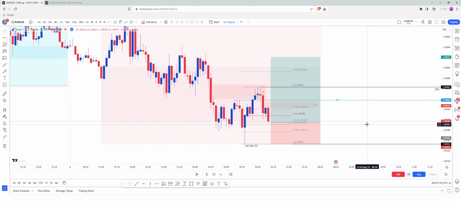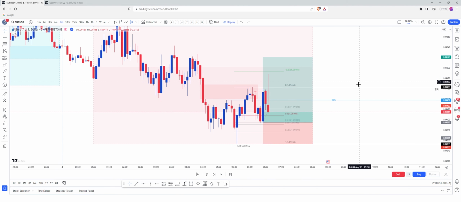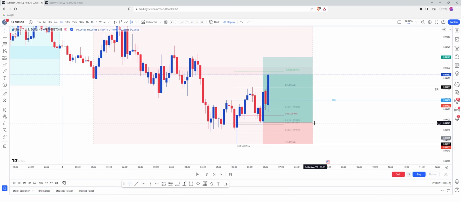So we have been tagged in. Price rejects away, lovely. Taking us to risk-free very, very quickly. So that's 50% of the trade closed. I'm not moving the stop loss because price will often come back to entry before accelerating away.